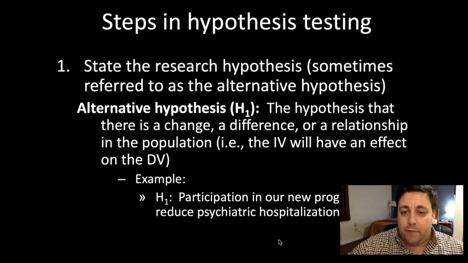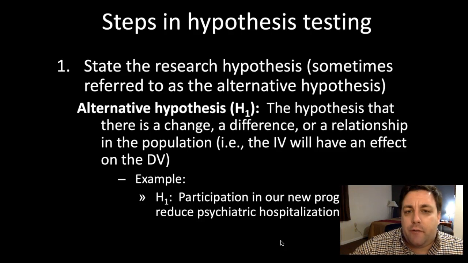So the first thing that we're going to do is we're going to articulate these two competing hypotheses. Typically the first of those two hypotheses that we articulate is the research hypothesis. This is sometimes called the alternative hypothesis. You sometimes see it written out as H1.